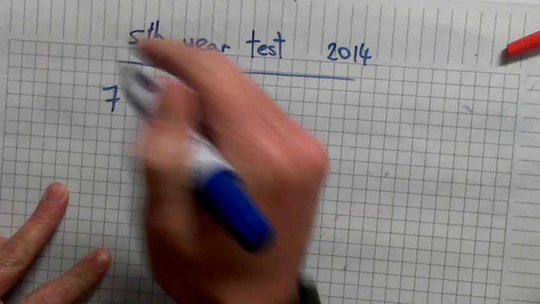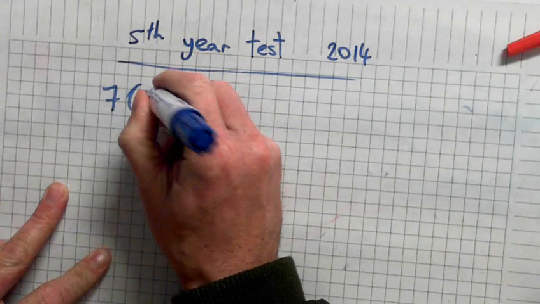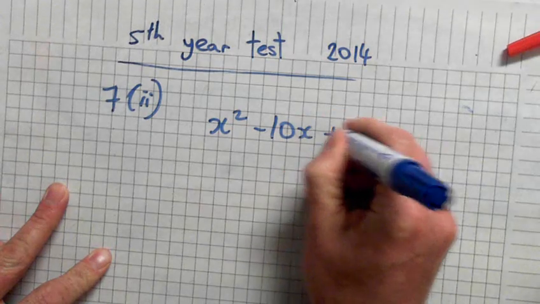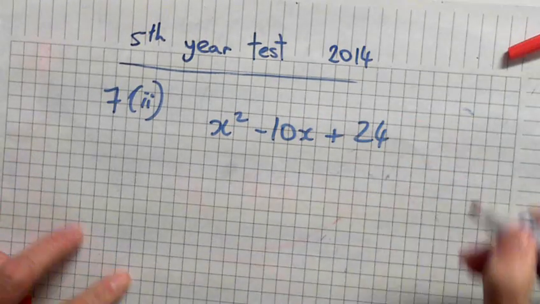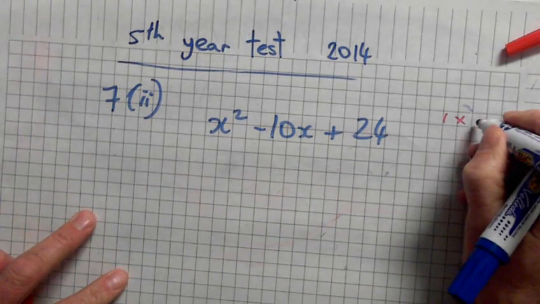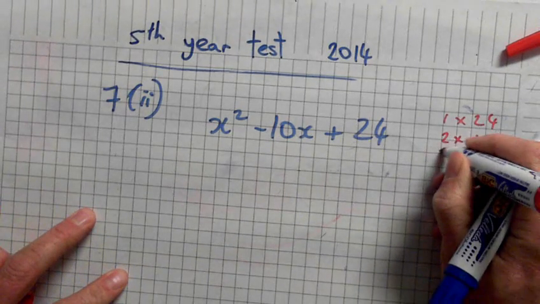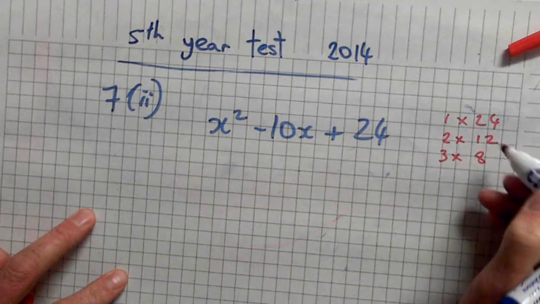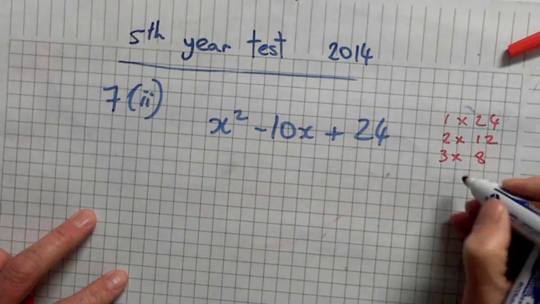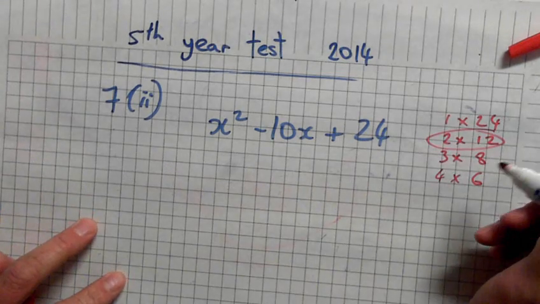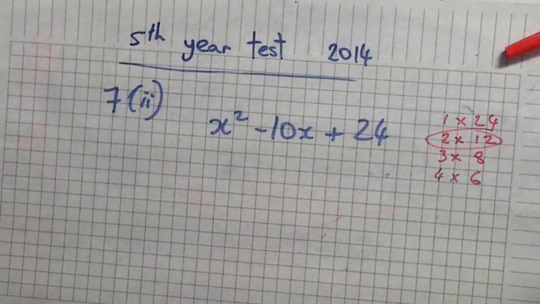Part 2. x squared minus 10x plus 24. Right then, the factors of 24. A lot of you got this one wrong. 2 times 12. 3 times 8. Which pair will add up to 10? I also got 4 times 6. A lot of you used 2 and 12. 2 and 12 didn't work.